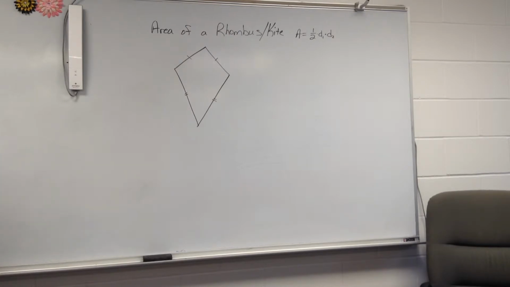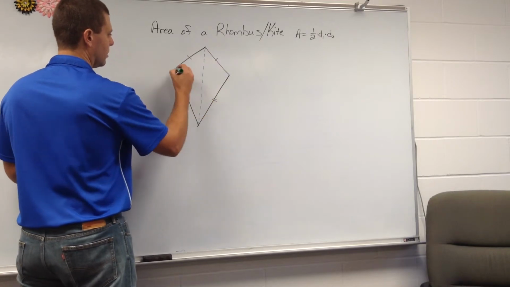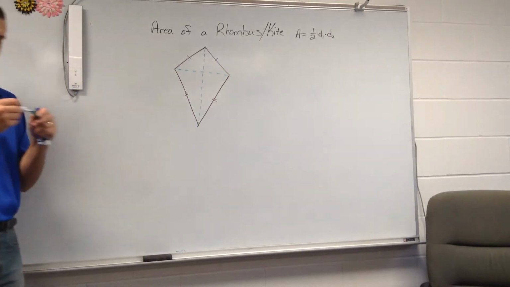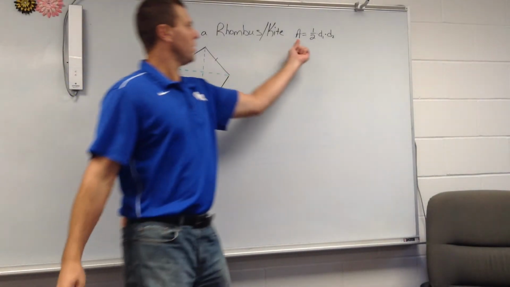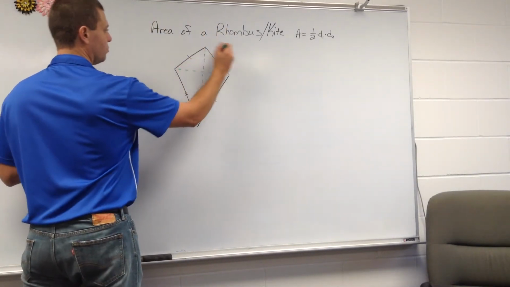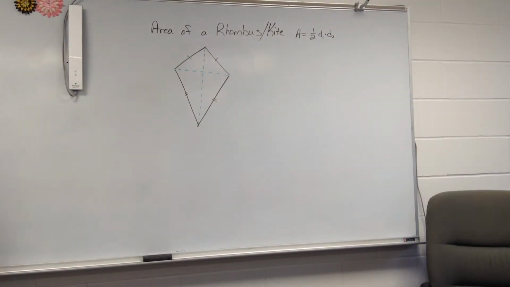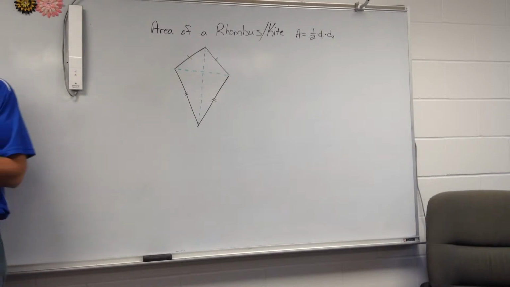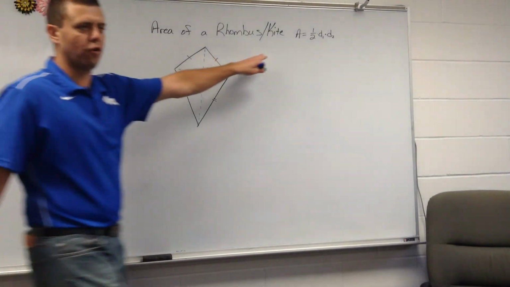Unfortunately, the kite is not a parallelogram, so you'll never be able to do base times height for a kite. Okay? You will usually be given the diagonals of a kite, and then make the rectangle. Now, we could use this formula again, exactly. Because if I were to draw a rectangle, just like that, wouldn't the kite make up exactly half of that rectangle again? Yes. Okay, so you can use that formula again.